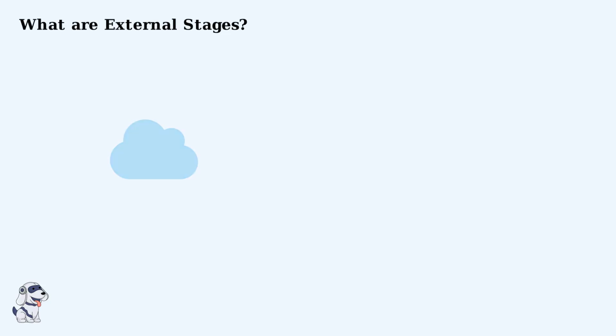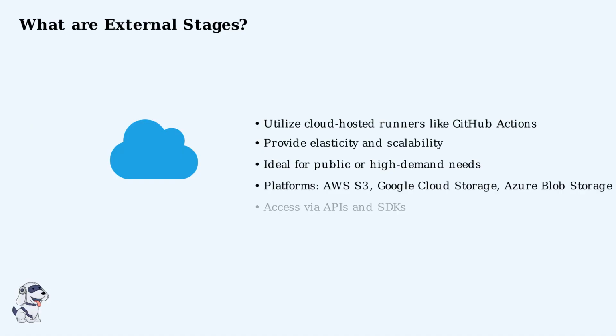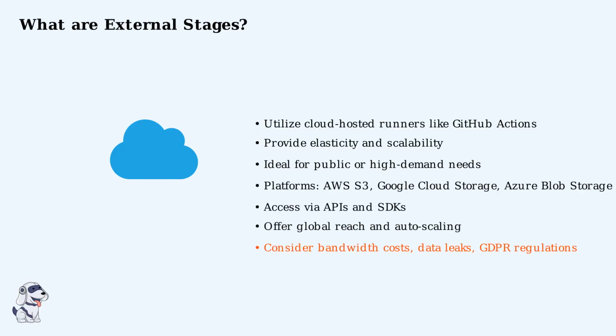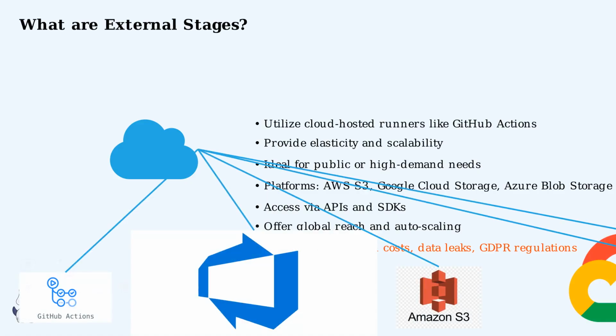External stages utilize cloud-hosted runners, such as GitHub Actions or Azure DevOps. This provides elasticity and scalability, making it ideal for public or high-demand needs. Platforms include AWS S3, Google Cloud Storage, and Azure Blob Storage. Access is typically via APIs and SDKs. While offering global reach and auto-scaling, be mindful of bandwidth costs, potential data leaks, and data sovereignty regulations like GDPR.